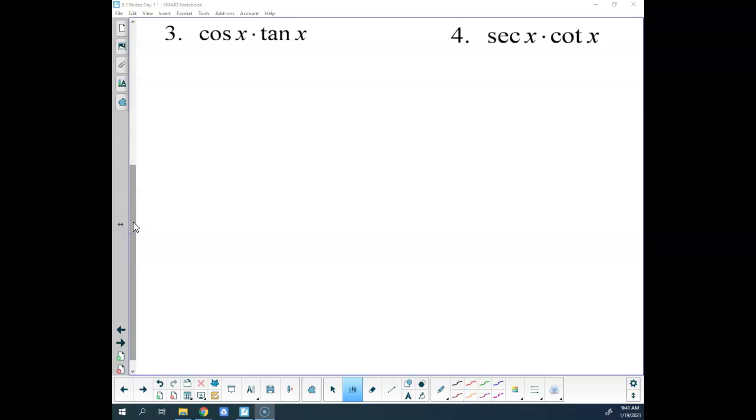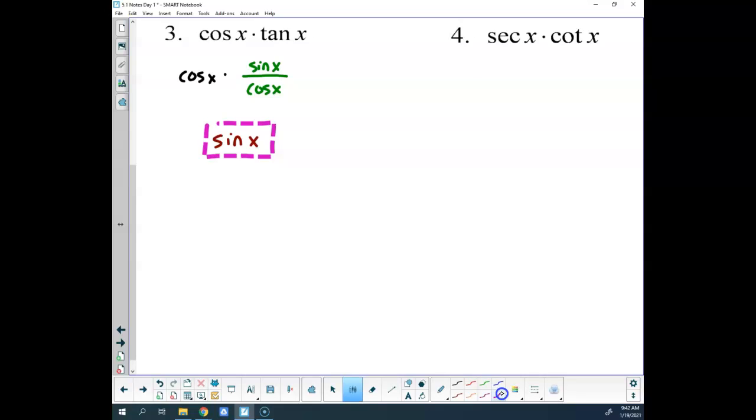So cosine is cosine. Tangent is sine over cosine. So that simplifies down, because the cosines cancel each other out. That would simplify to be just sine of x. Yes? At home, thumbs up if we got sine of x for the first one. That's good.